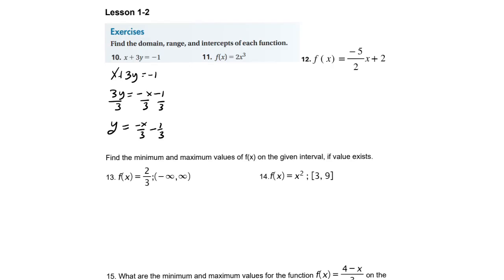I had x plus 3y equals -1. I went ahead and solved for y. So I subtract x from both sides, and I have -x minus 1. And then the next step is to divide by 3. So I have y equals -x over 3 minus 1/3. And if I were to graph this, it would look something like this. Automatically, D is all real numbers. And then R, the range, is also all reals.